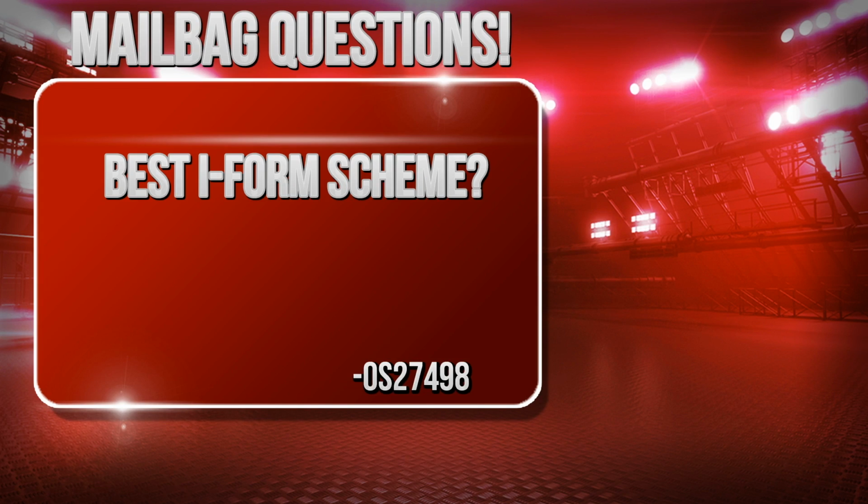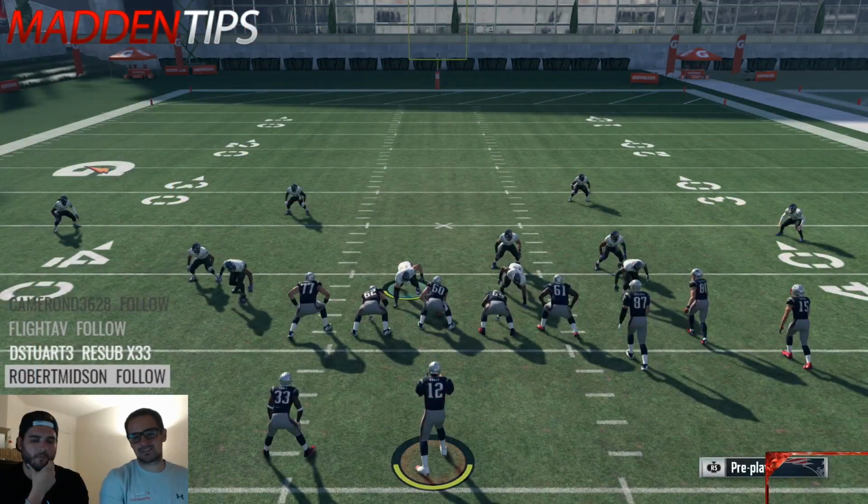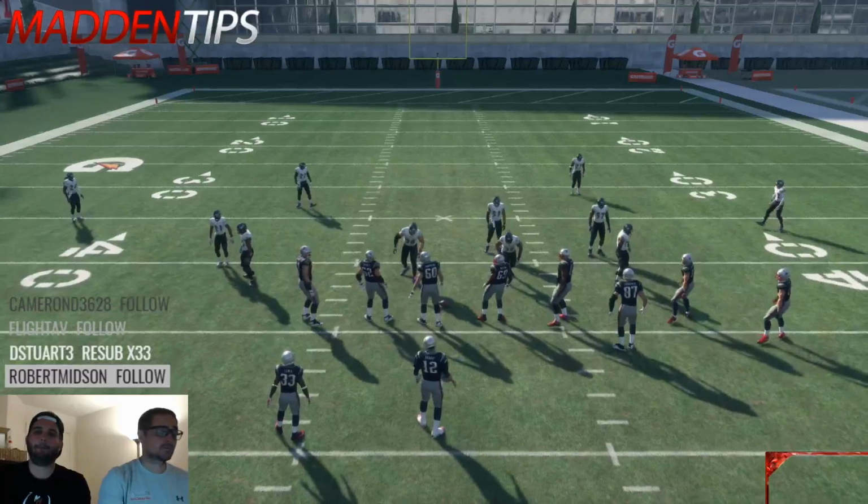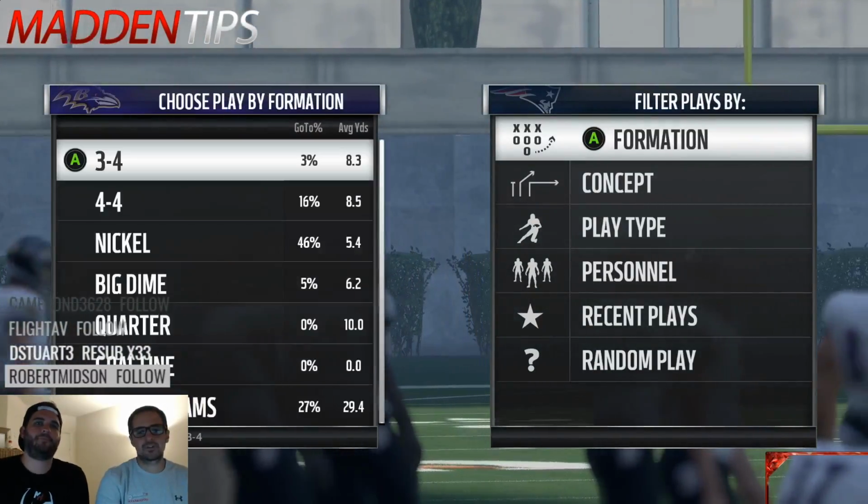He wants to know the best I-form scheme. So the Falcons have a bunch. The I-form, you like the I-form tight, you like the I-form close. I know Zan had some stuff out last year with some different I-form formations. Some of the playbooks don't even have it. Is there anything you like specifically?